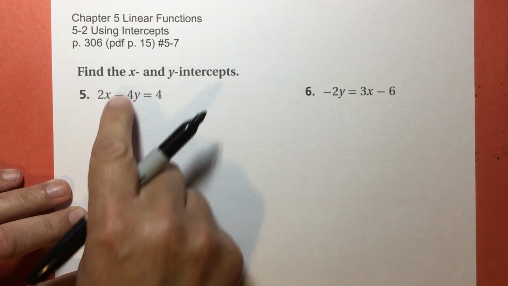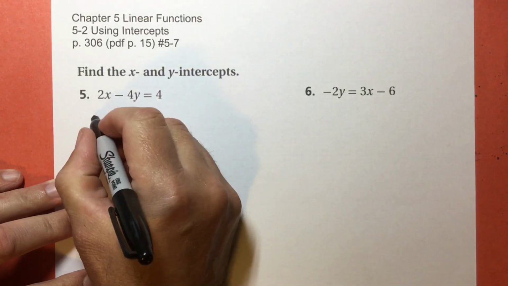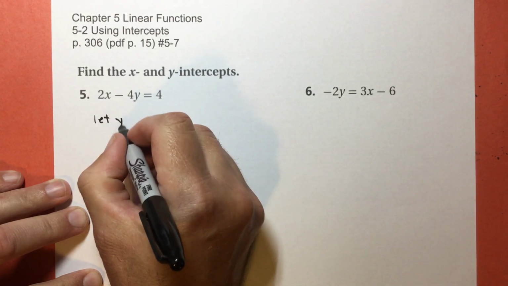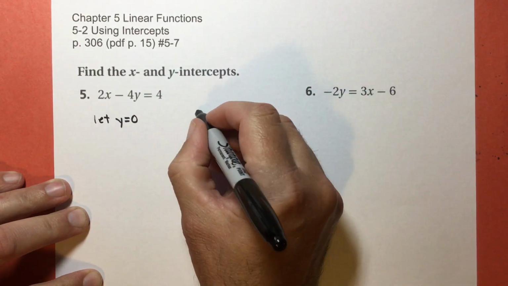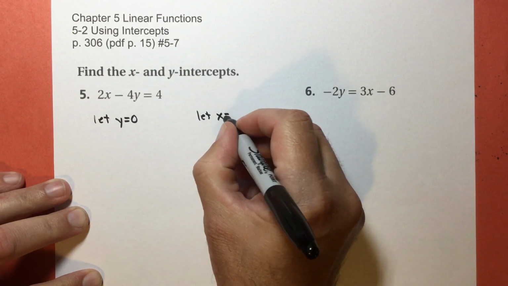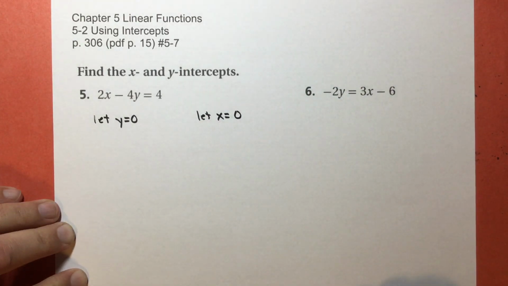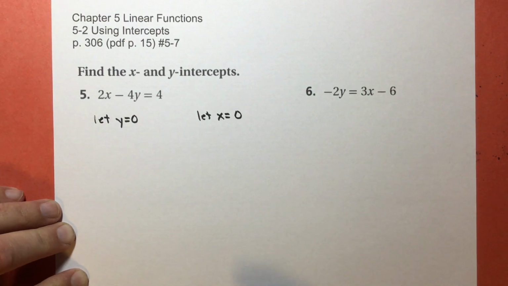Okay? To find the x and y intercepts, I'm going to let y equal 0 to find the x-intercept, and I'm going to let x equal 0 to find the y-intercept. So when you want to find x, you let y equal 0. When you want to find y, you let x equal 0. In other words, you make the other one go away.